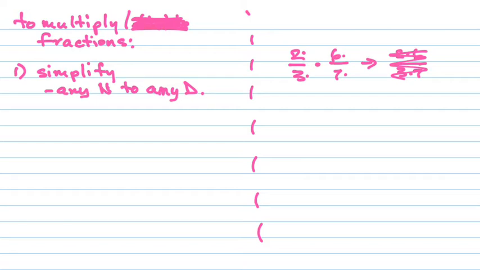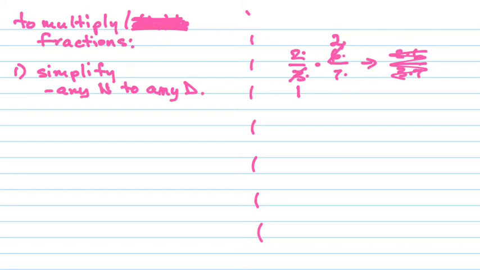Okay. Now, 2 and 6 in the top both would divide by 2. But I'm not crossing the fraction bar, so I'm not allowed to do any division, right? You have to be crossing the fraction bar using that division symbol to be able to do it. So I can't do anything with the 2 and the 6, but 6 and 3 will both divide by 3. So the 6 will become a what? 2. And 3 divided by itself is a 1. So that's what I mean by simplifying. Okay? So simplify any numerator to any denominator.